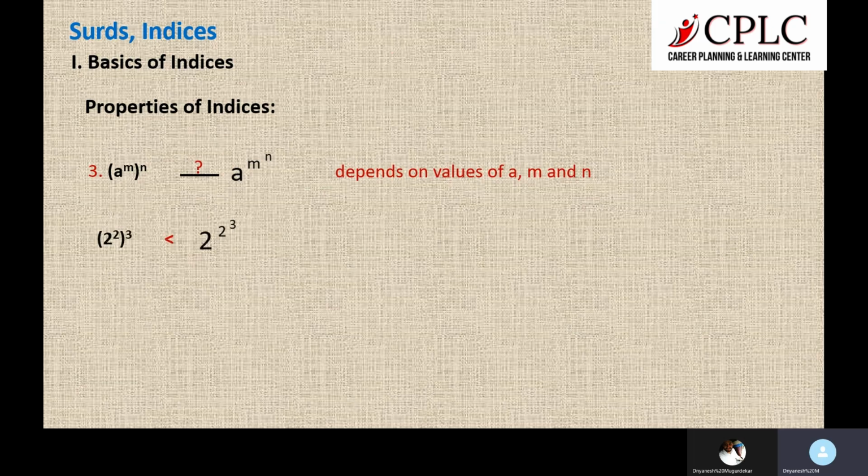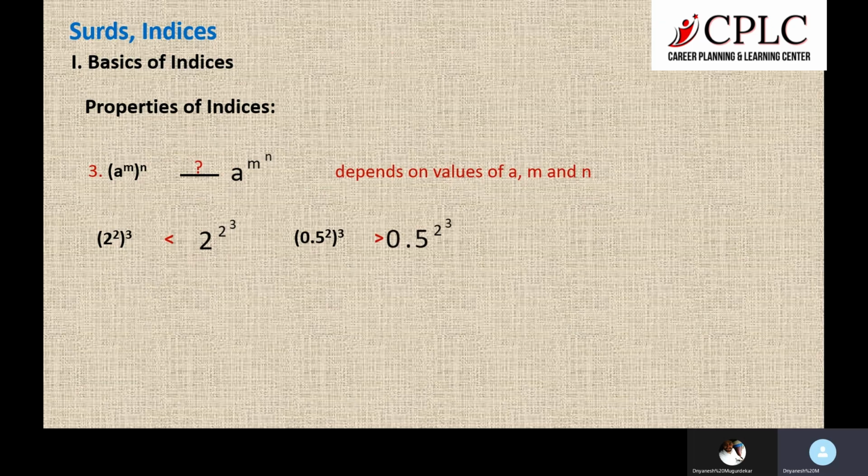Just say if the numbers are like that, so the left side becomes 2 raised to 6, whereas on the right side we'll first need to simplify 2 cube, which is 8. So the right side becomes 2 raised to 8, and obviously 2 raised to 8 is bigger than 2 raised to 6. Similarly, if the numbers are in decimal, the answer reverses.